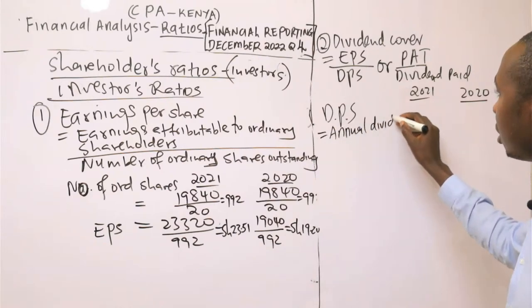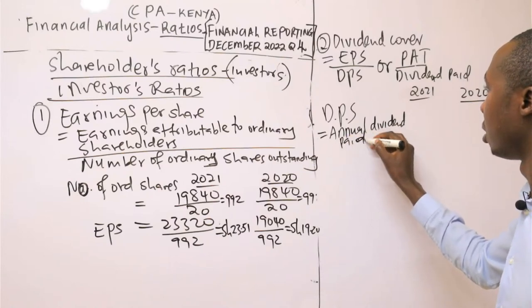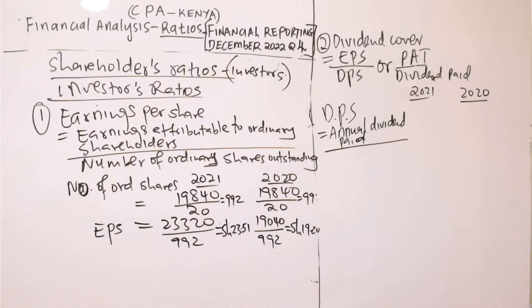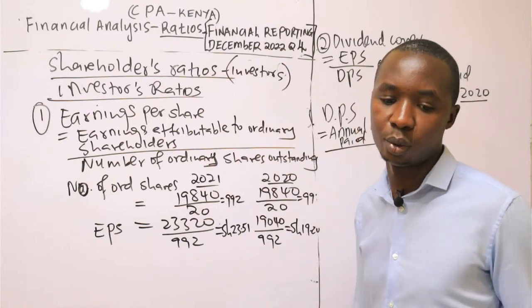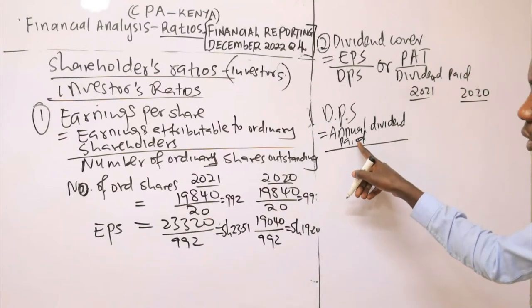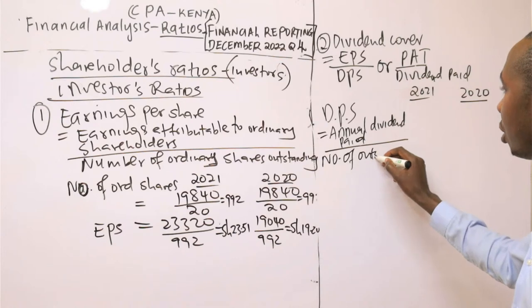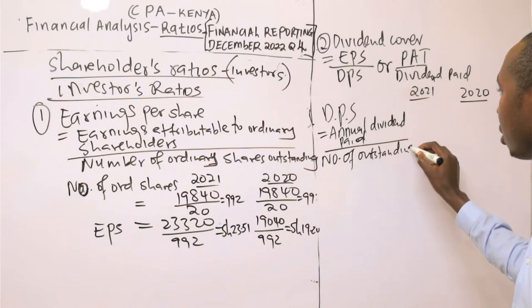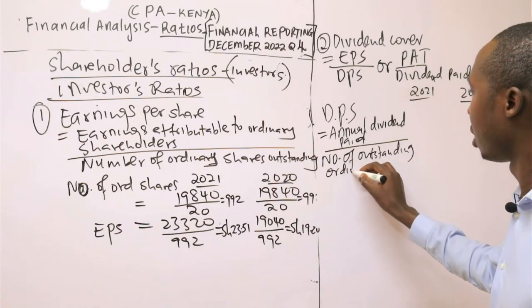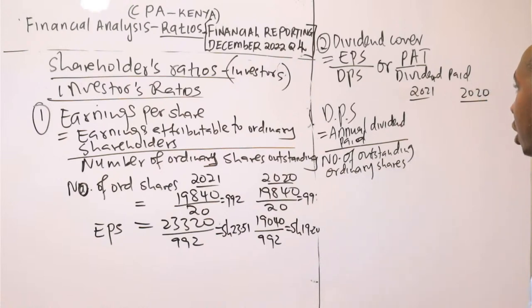Annual dividends paid. You divide with what? You can comment so that I know you are following. So annual dividends paid, you divide with the number of outstanding ordinary shares.